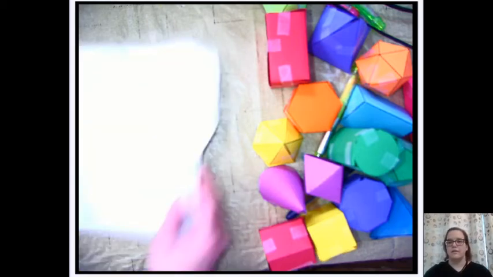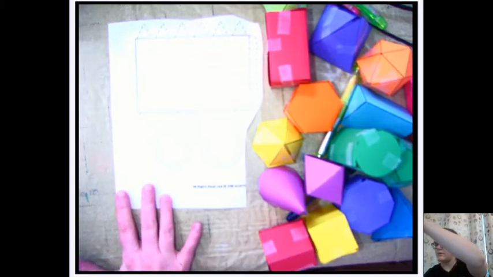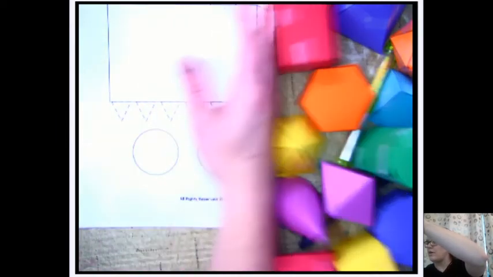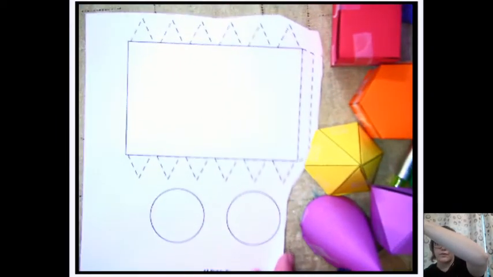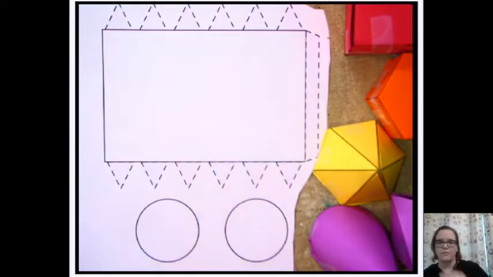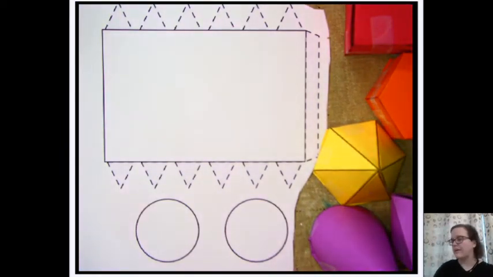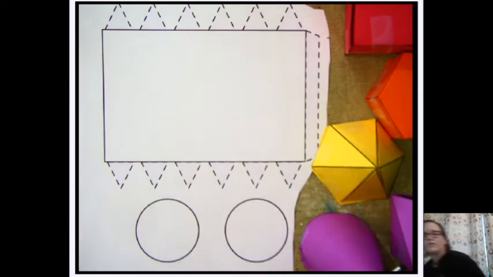Okay, so let's start off with this one. Okay, remember on a net, the dashed lines are just for folding, and so those little triangles there are just to help us fold better. So what we are focused on here is we have a rectangle and two circles. Okay, so what shape that we've talked about would be made up of a rectangle if you were to fold that and two circles? Okay, and yes, the correct answer would be a cylinder.